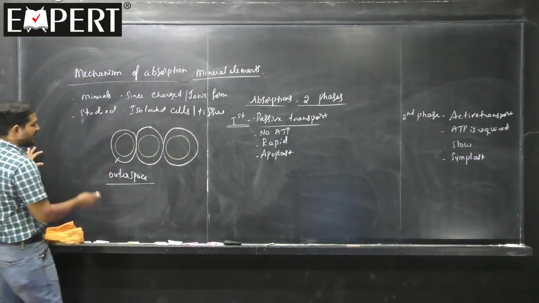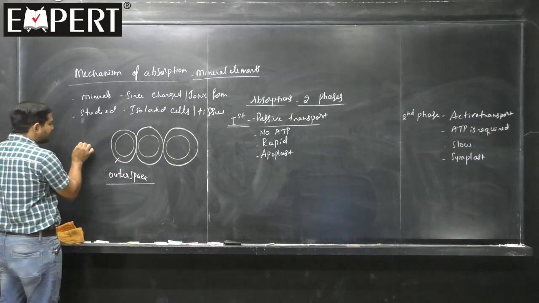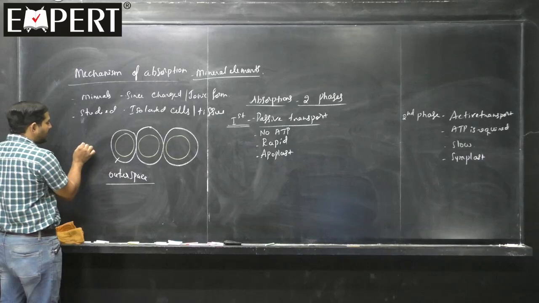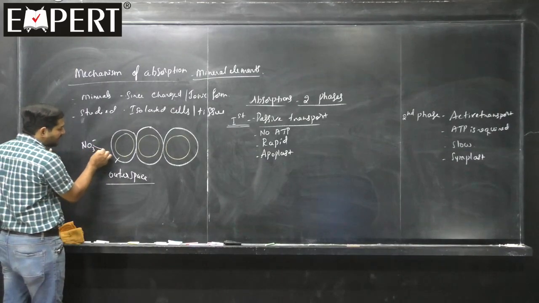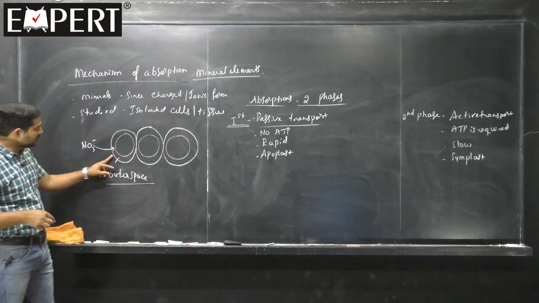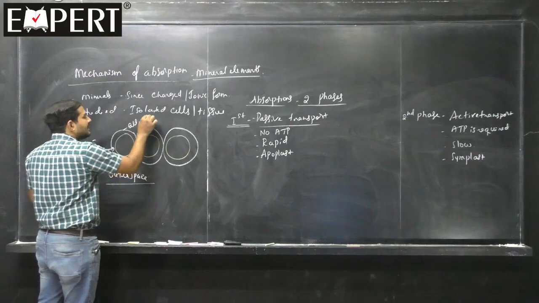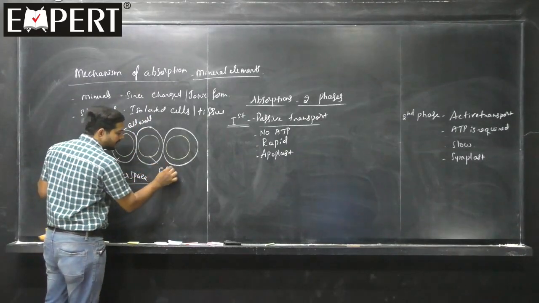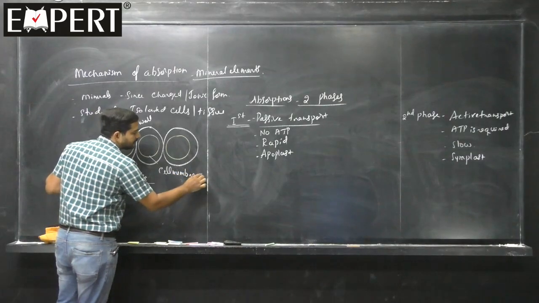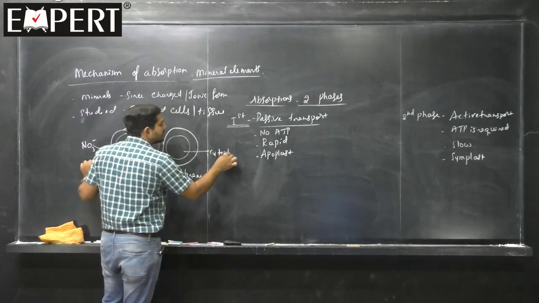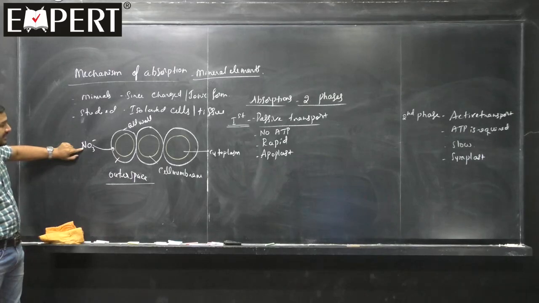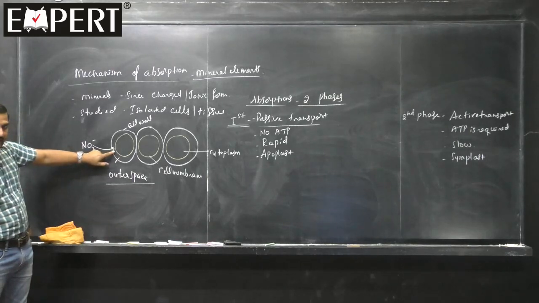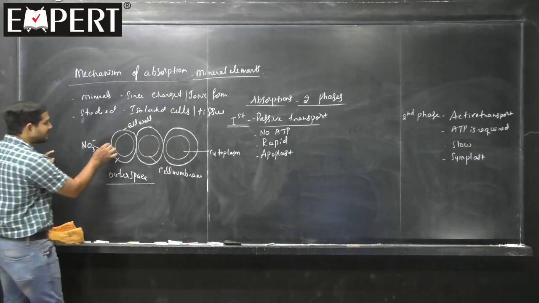What happens? Actually, the minerals, like nitrogen in the form of NO3 minus, get absorbed through the cell wall and cell membrane into the cytoplasm. See, minerals like nitrate get absorbed through the cell wall and remain in the outer surface.